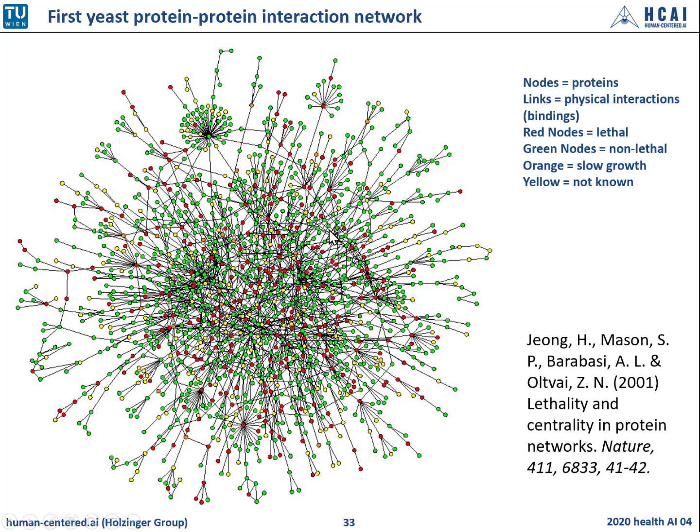And the nodes are the proteins, you see it here. The links between them are the physical interactions. They are called bindings, and the red nodes are lethal. The green nodes are non-lethal. That means the red nodes are killing the organism. The green nodes are letting them grow. And the orange nodes are slow growing, and the yellow ones here are not known to date. So this is very interesting, these protein-protein interaction networks.